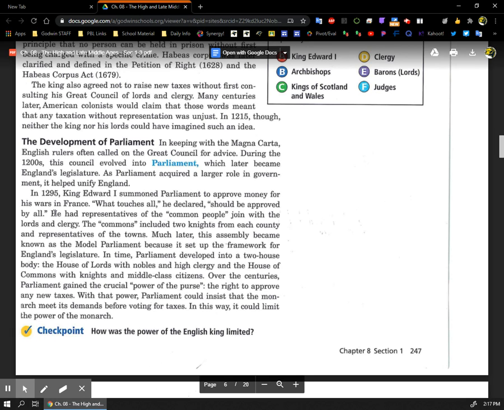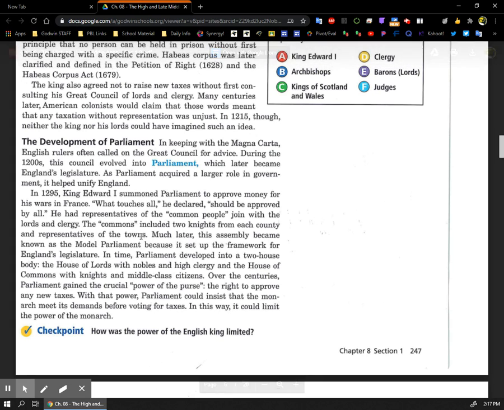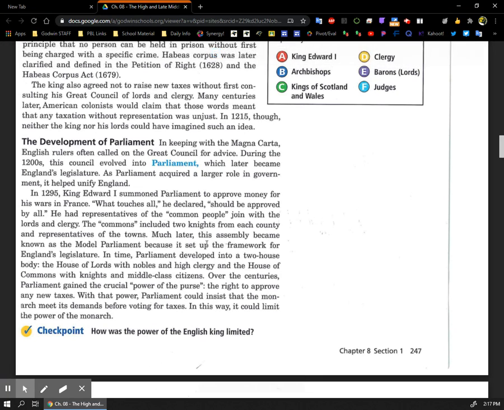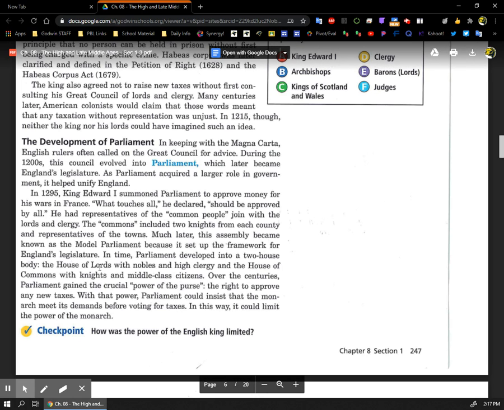He had representatives of the common people join him with the lords and clergy. The commons included 2 knights from each county and representatives of the towns. Much later, this assembly became known as the Model Parliament because it would set up the framework for England's legislature. In time, Parliament developed into a 2-house body, the House of Lords, with nobles and high clergy, and the House of Commons, with knights and middle-class citizens.